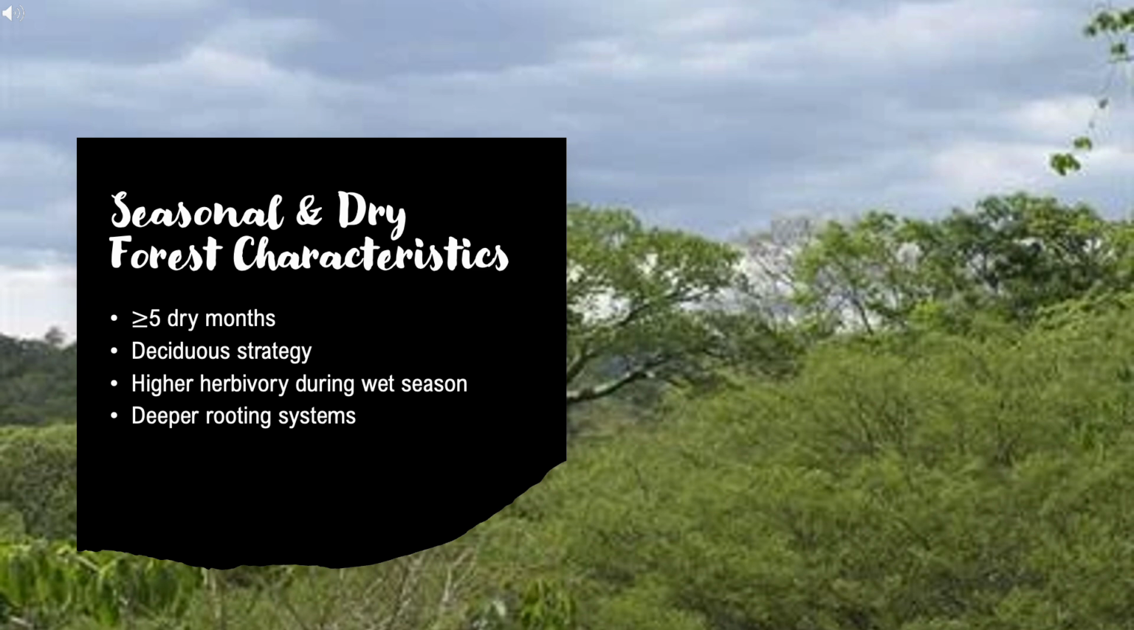The defining characteristic is 5 or more dry months per year. That's at least 5 months where rainfall cannot meet plant water demand. This creates a fundamentally different selection pressure on plant communities.